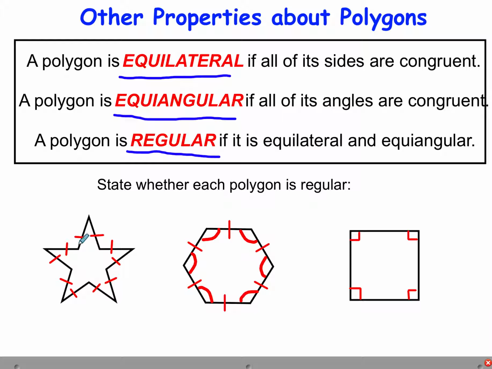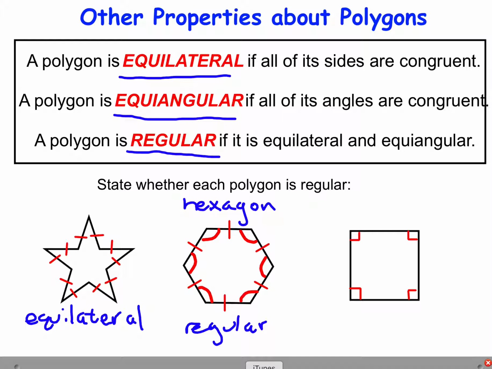This shape shows us, the tick marks show us that all of the sides are congruent. It doesn't say anything about the angles, so we can't assume anything is true about the angles. And so because all of the sides are congruent, we would call this equilateral. All right. Here, there are 1, 2, 3, 4, 5, 6 sides, so this is a hexagon. And it tells us all of those sides are congruent, so we know it's equilateral. And it also tells us, because of these arc marks, that each of the angles are congruent, so it's also equiangular. So because it's equilateral and equiangular, this is a regular hexagon.